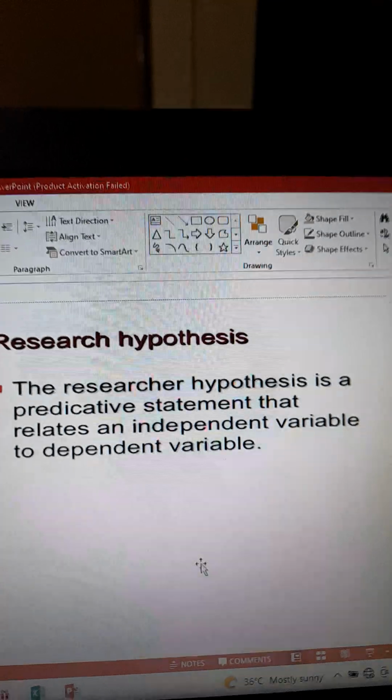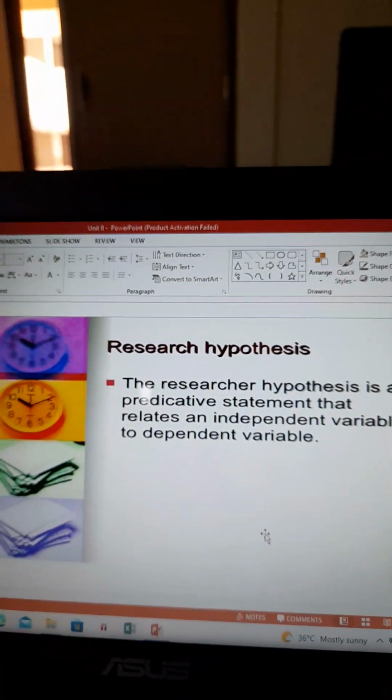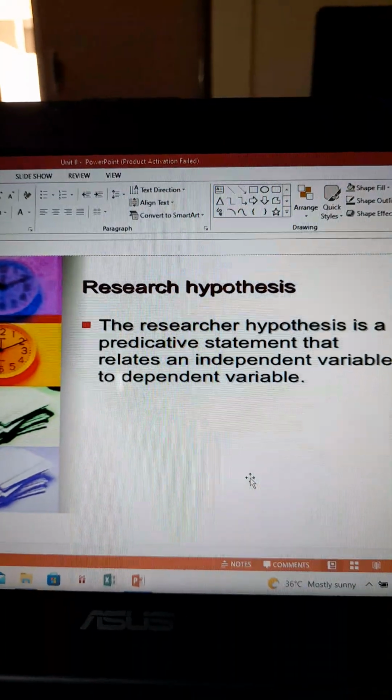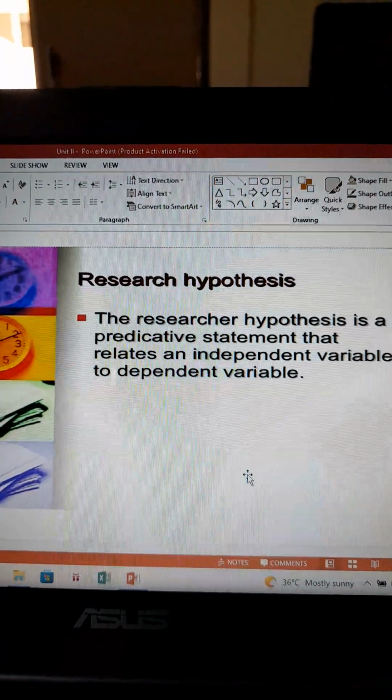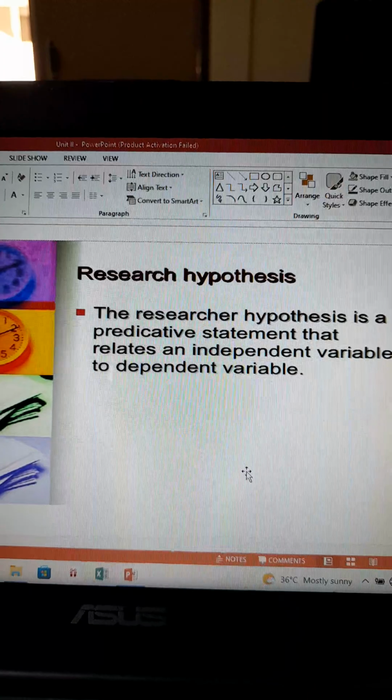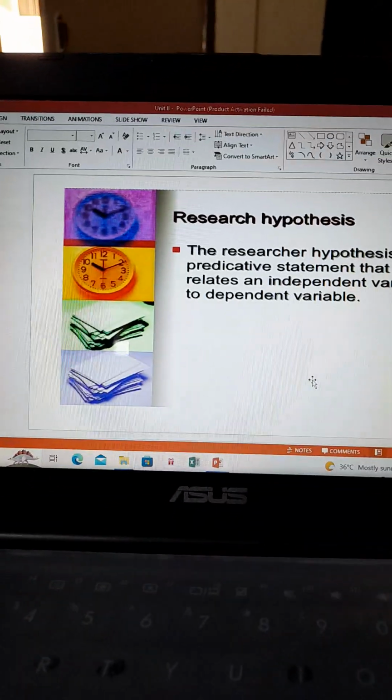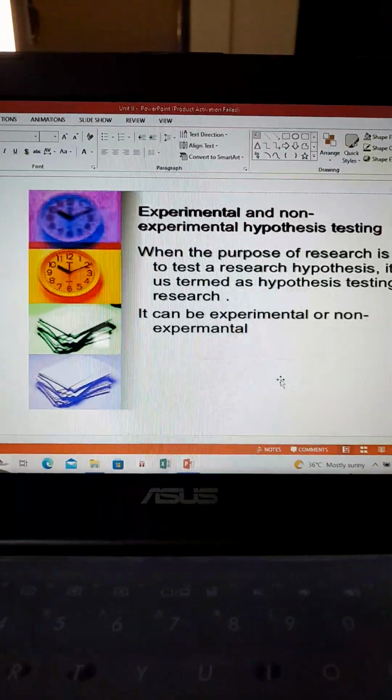Now let us see what is meant by research hypothesis. The research hypothesis is a predictive statement that relates an independent variable to a dependent variable. So here we try to relate the independent variable and the dependent variable.